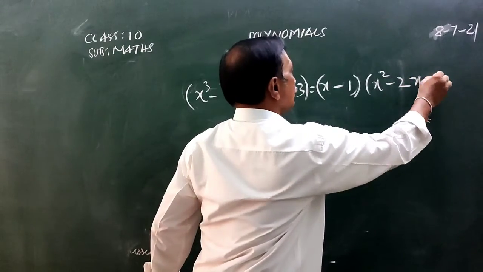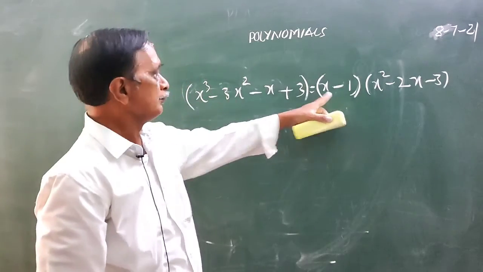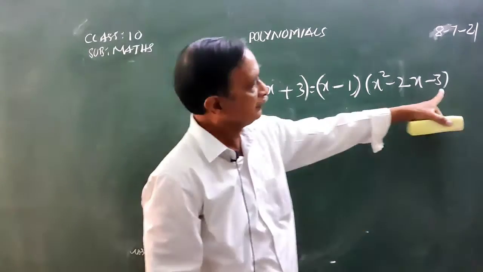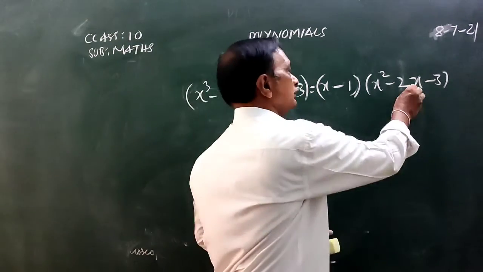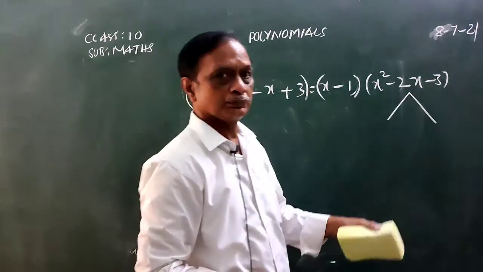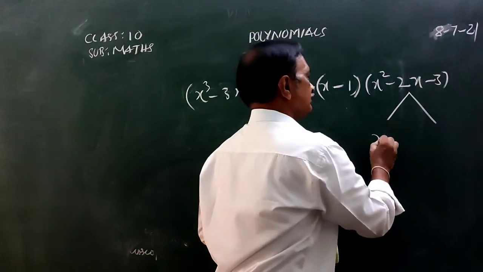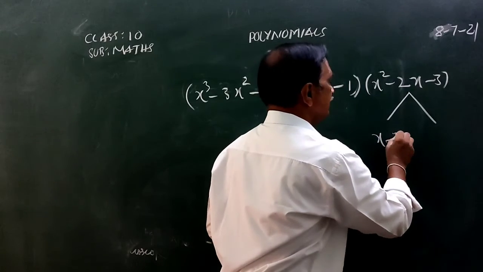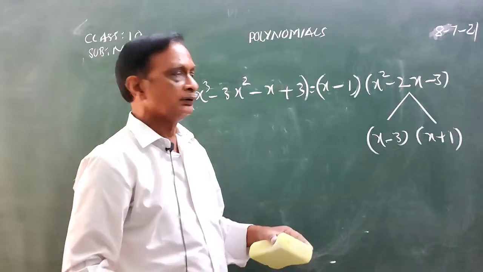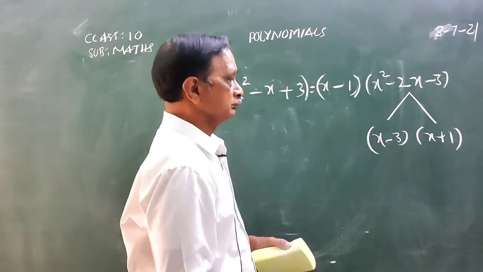Knowing one of the zeros, we can find one of the factors. By dividing the given polynomial by the factor obtained, you can find the other factors. So can you factor this x square minus 2x minus 3 to get the other zeros? Yes. If you factor this, you get x minus 3 into x plus 1.